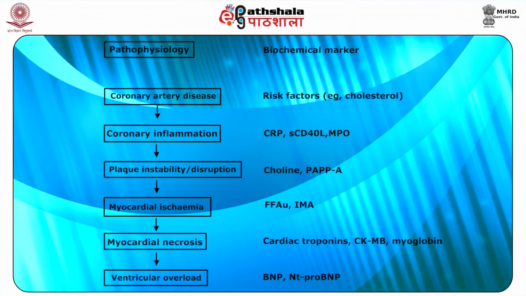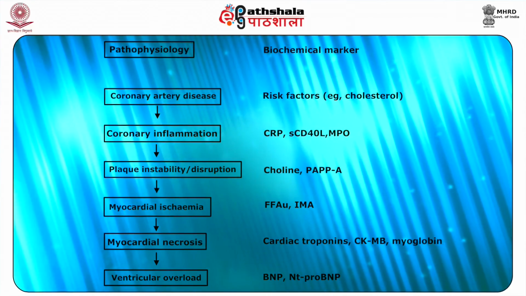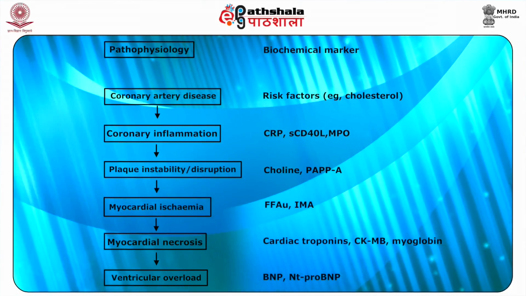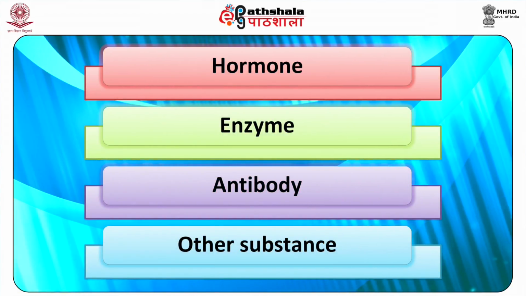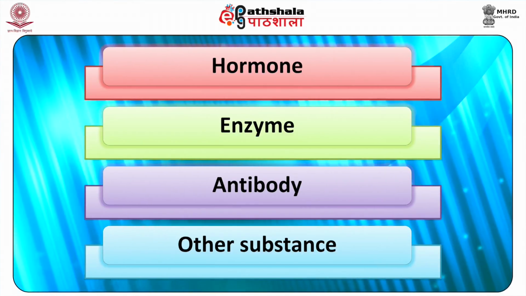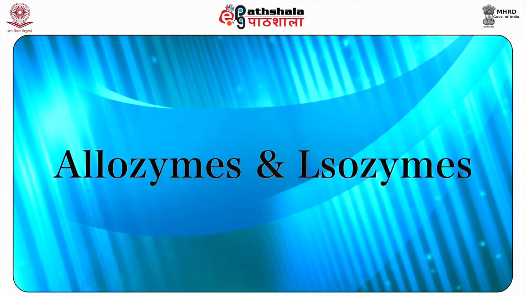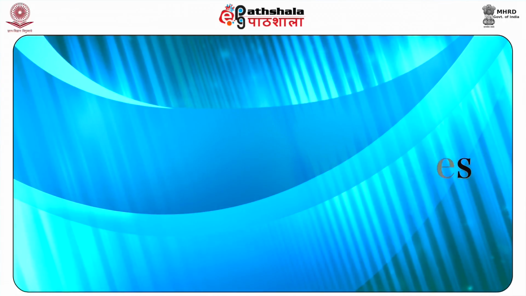The biochemical marker detects the changes and variations at the gene product level, such as amino acids, any hormone, enzyme, antibody or other substance that is detected in the urine or blood. The biochemical markers can further be classified as allozymes and isoenzymes. Now we will study about allozymes and isoenzymes.